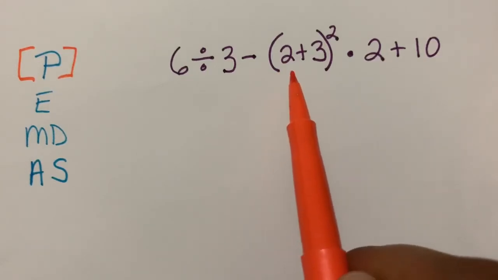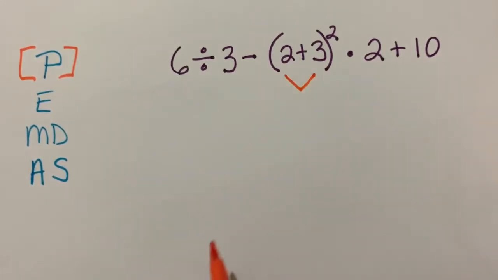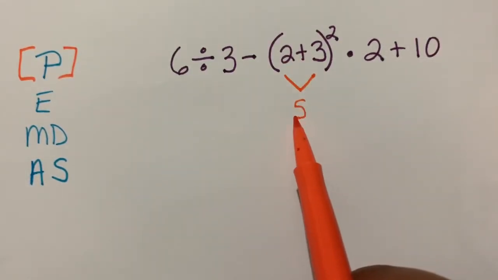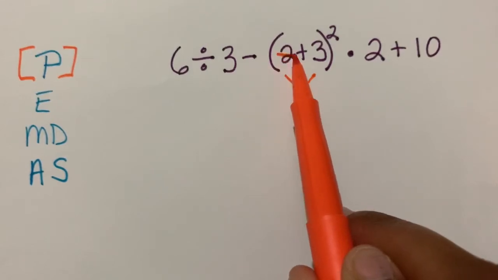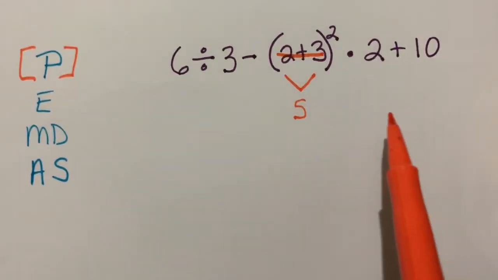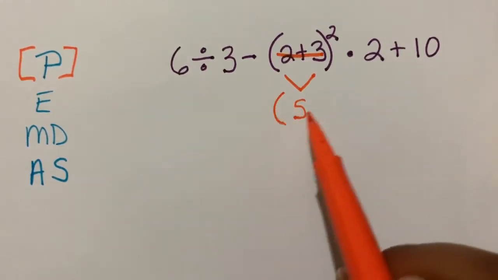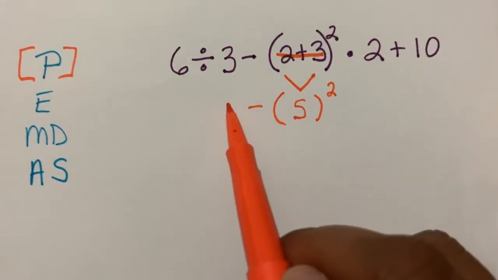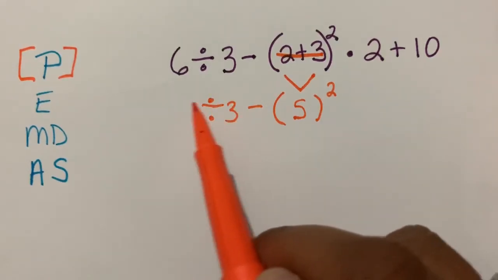So here's my parentheses, and inside my parentheses I have 2 plus 3. So 2 plus 3 gives me 5. And since I've already done this part of the problem, I'm going to bring everything else down. So this is to the second power. That's an exponent, which is going to be our next step.